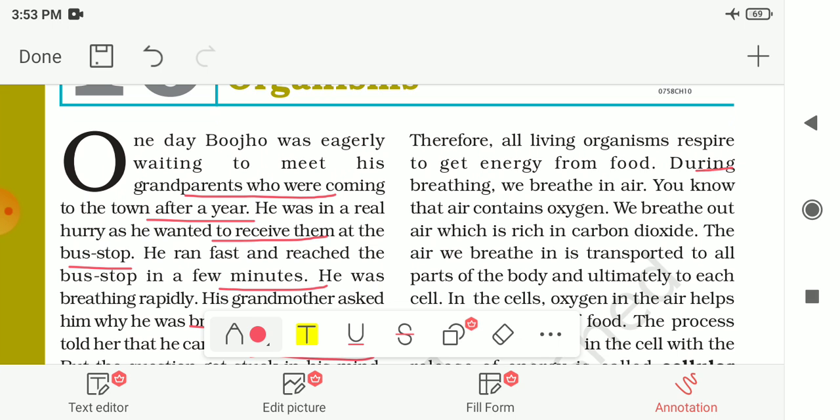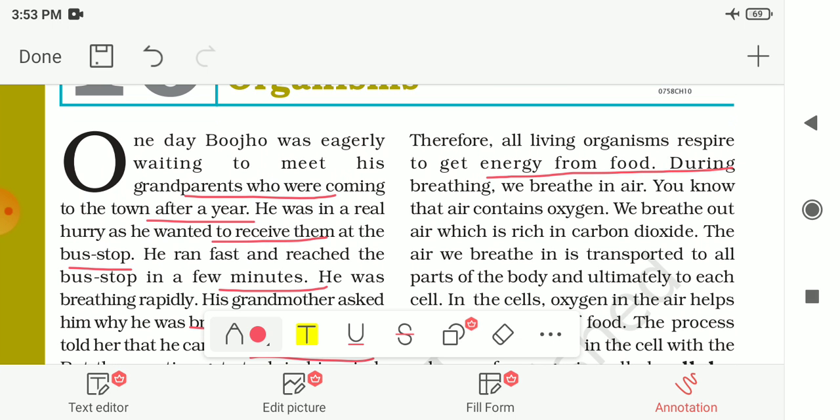Therefore, all living organisms respire to get energy from food. To get energy from the food we eat, the respiration process is necessary. During breathing, we breathe in air, and you also know that air contains oxygen. And when we breathe out, the air is rich in carbon dioxide.